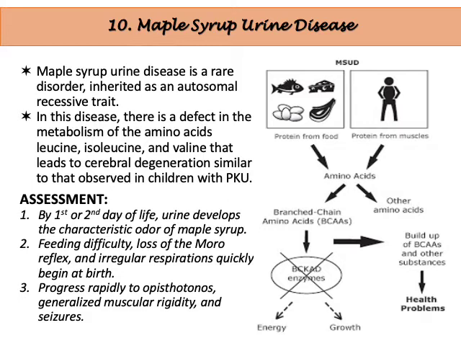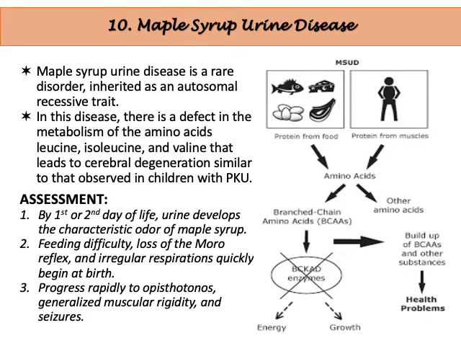As a result, there is no normal breakdown of leucine, isoleucine, and valine, as shown in the photo. So these amino acids and their byproducts build up in the body, and like PKU, it is toxic to the brain. Assessment findings: by the first or second day of life, urine develops the characteristic odor of maple syrup. It is sweet smelling, caused by the presence of ketoacidosis. Hence, the name of this disease, maple syrup urine disease.